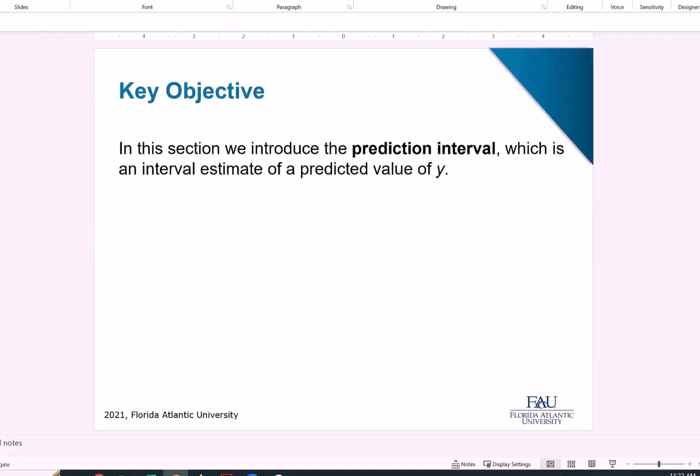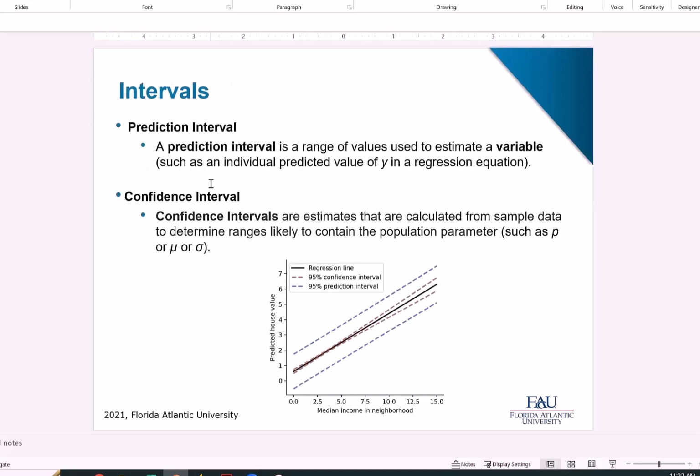Our key objective. In this section, we introduce the prediction interval, which is an interval estimate of a predicted value of y. The prediction interval is the range of values used to estimate a variable. The confidence interval calculates the range using sample data for population parameters.